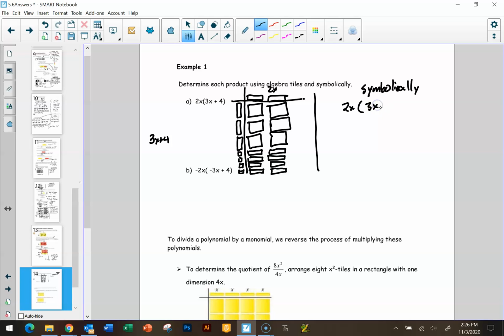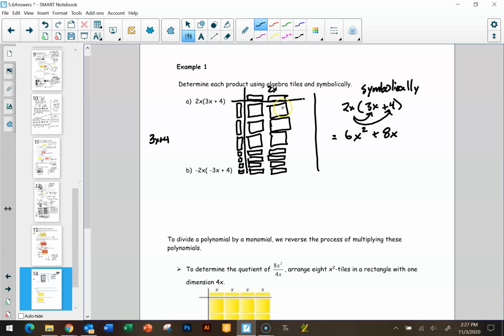And hopefully we get the same answer. It's a good way to check, right? So we need to multiply the 2x by the 3x and also by the 4. 2 times 3 is positive 6. Okay, and x times x would be x squared. 2 times 4 is positive 8, and x, well, there's nothing there, so it's just got to keep the x. We get 6x squared plus 8x.